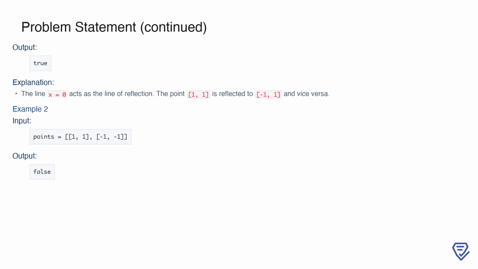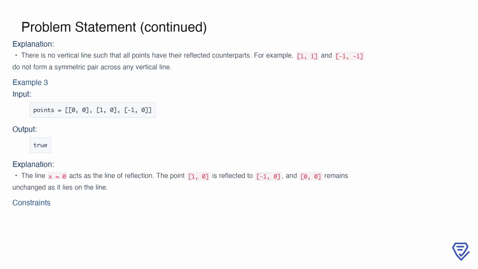Now, in the second example, the input is 1, 1, 1, minus 1. The output is false because no vertical line exists that can reflect 1, 1, 2, 1, minus 1 while maintaining symmetry for all points. These examples highlight the importance of finding a line that works for the entire set, not just individual pairs. Let's consider a third example to clarify further.